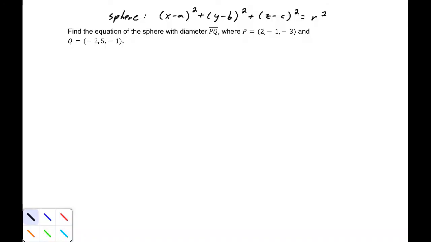Find the equation of the sphere with diameter line segment PQ, where P equals the ordered triple (2, -1, -3), and Q equals the ordered triple (-2, 5, -1).